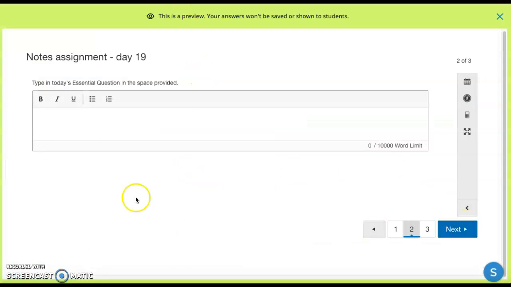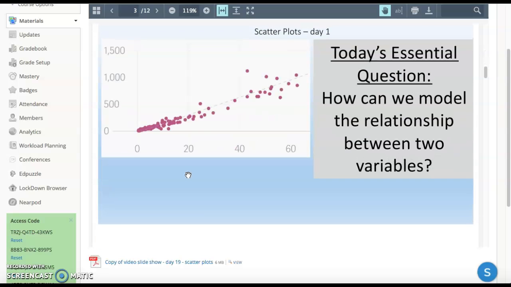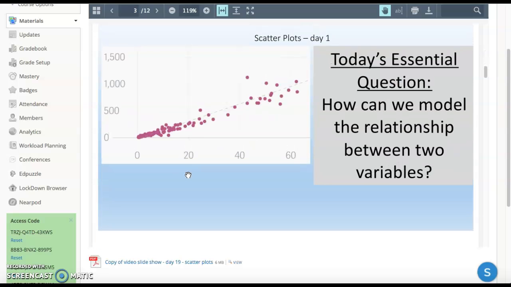Next, essential question of the day. I type it in there. It's right there. How can we model the relationship between two variables? I'll leave it on the screen to give you guys a minute if you want to type it in. How can we model the relationship between two variables? Okay.